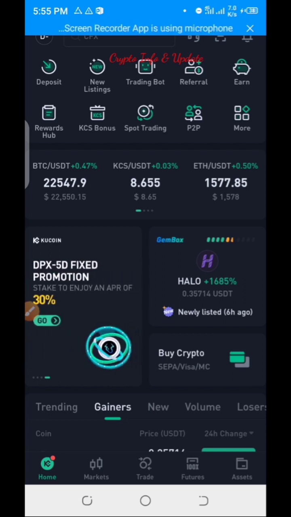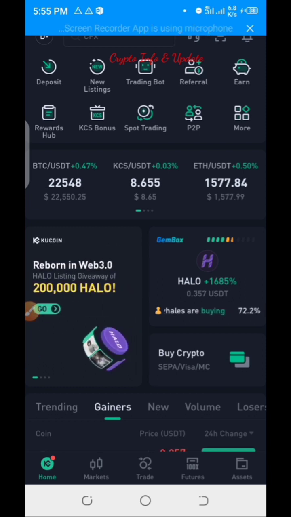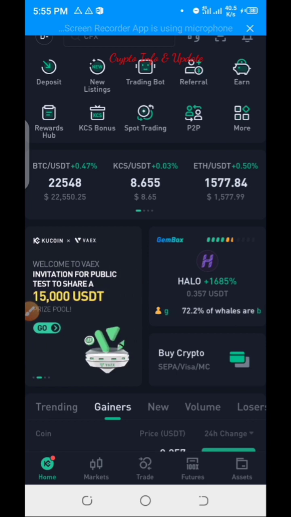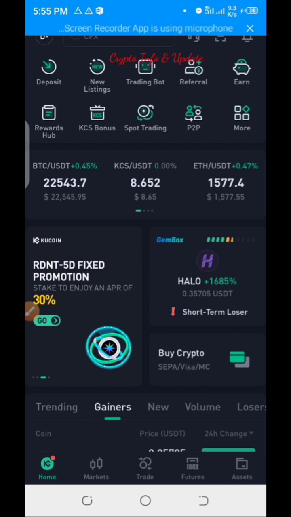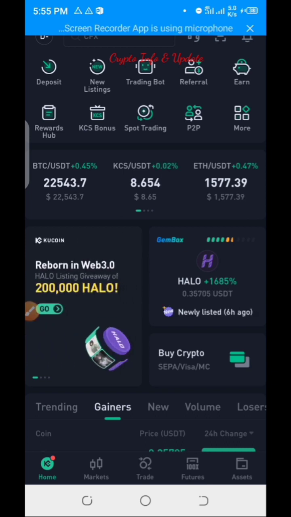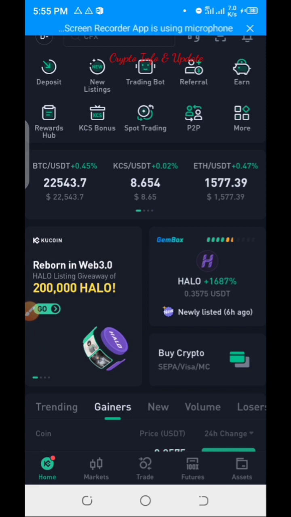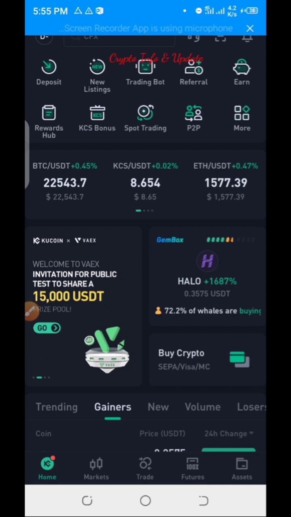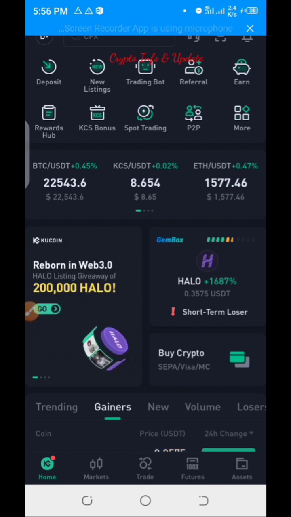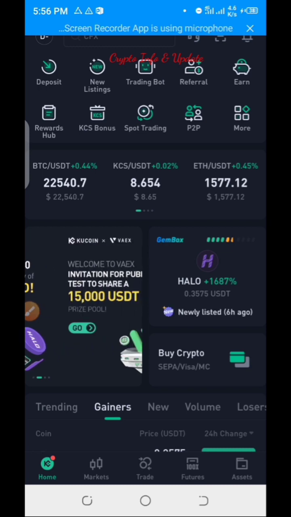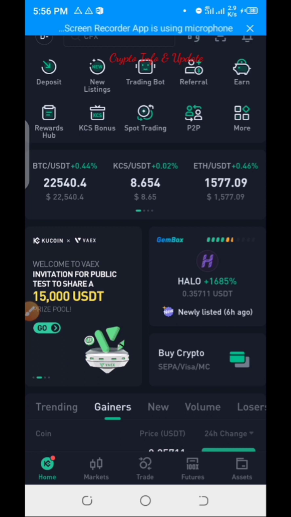So what is crypto arbitrage trading? Simply, crypto arbitrage trading is a type of crypto trading strategy that capitalizes on the price difference of a crypto asset between different crypto exchanges. Let me reiterate: it capitalizes on the difference in price of a specific crypto asset on different crypto exchanges. The asset could be Bitcoin, Ethereum, Monero, whatever.